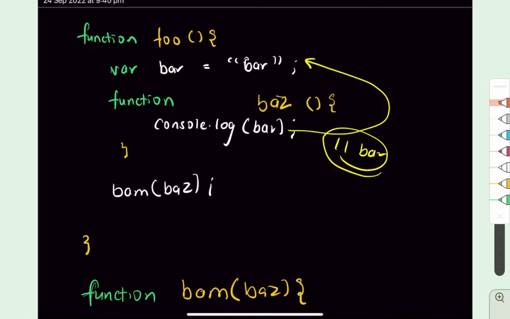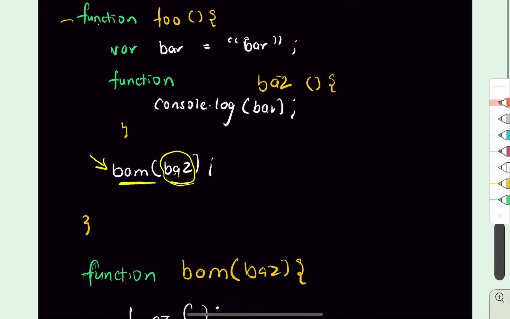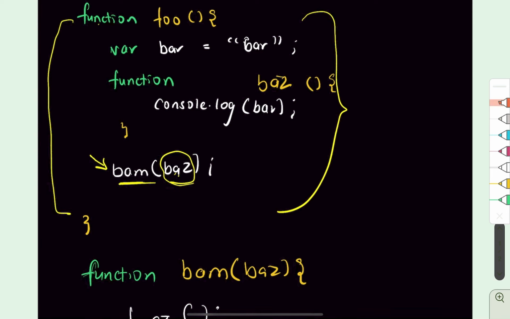Since it's an inner function, it has the ability to find out what this variable is, which is the variable bar. So that's very interesting, because now after that in the function foo we're trying to call another method called bam, and then passing baz outside to another lexical scope, right? This is outside. We are passing baz to another method which is not part of this lexical scope.